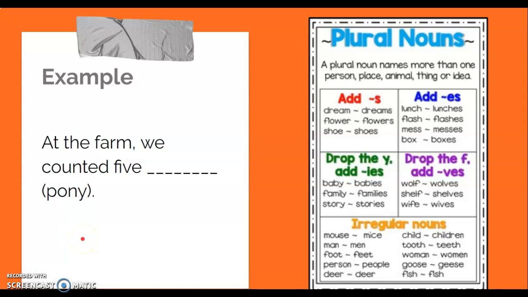All right, so let's look at some examples. This is what you're going to be doing for your assignment, so pay attention.